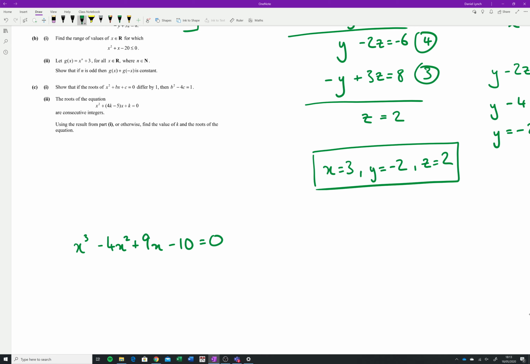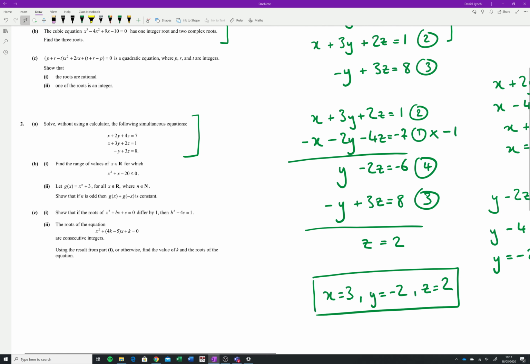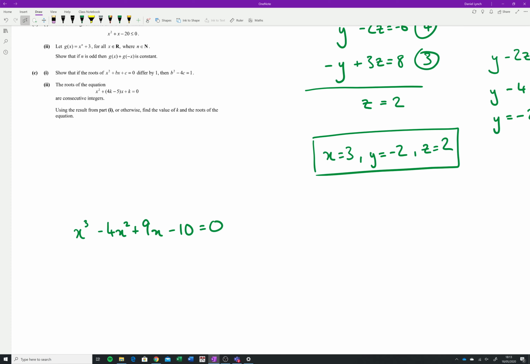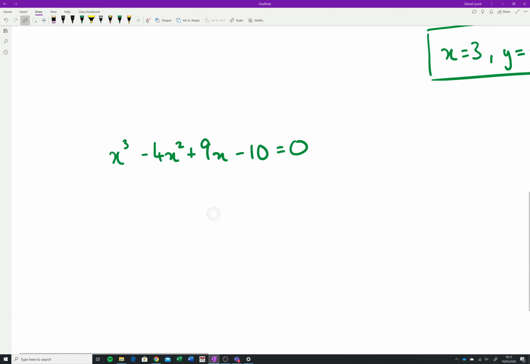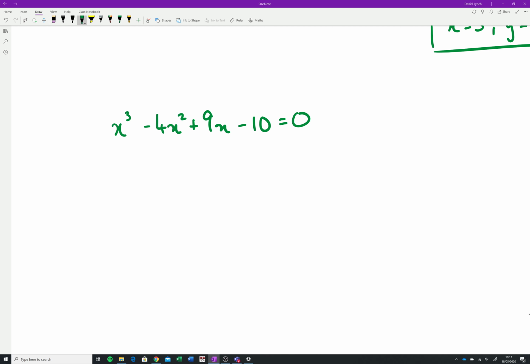The words are important here. It has one integer, one whole number solution, root, and two complex solutions. So remember what you're meant to do to solve this. You're meant to try and pick a value. So try for x equals 1, for instance. Let's throw 1 in there. What do we get? 1 cubed is 1. Minus 4 times 1 squared. 1 squared is 1, so minus 4 plus 9 minus 10.